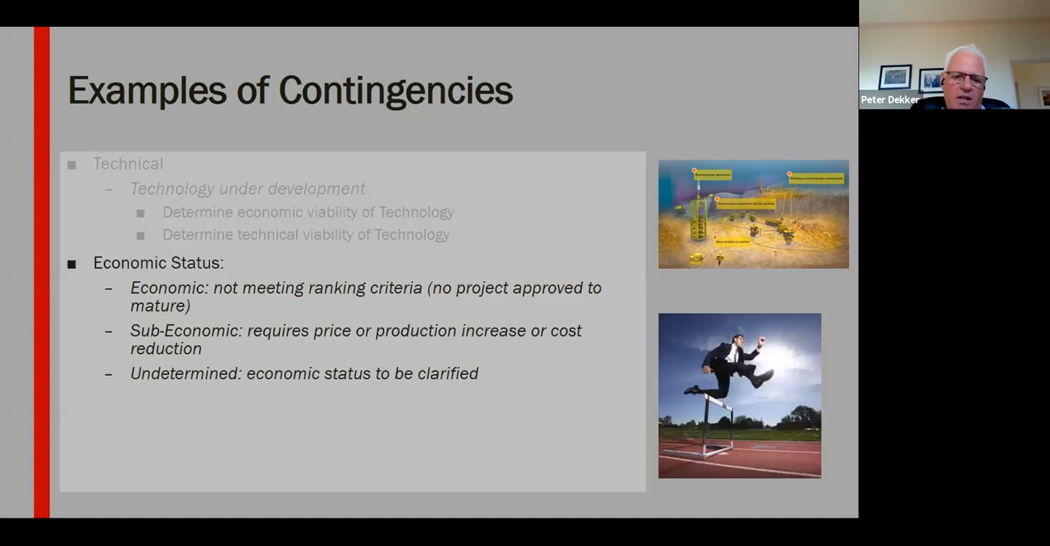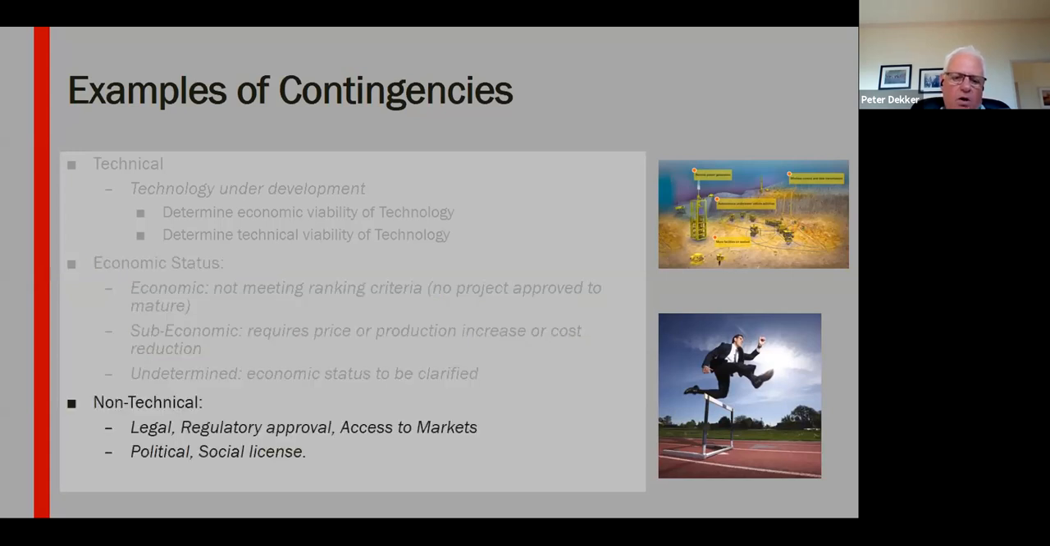So there can be economic status contingencies: economics not meeting ranking criteria at this moment, so the contingency is that it's not meeting economic criteria yet. No project approved for maturity. Sub-economic at the moment, requires price or production increase to become economic, or it's undetermined: economic status has not been clarified yet. These are still contingencies. Or it can be non-technical or non-commercial ones: legal, regulatory approvals, access to markets, political, social licenses. All these things can still be contingencies why resources cannot become reserves.